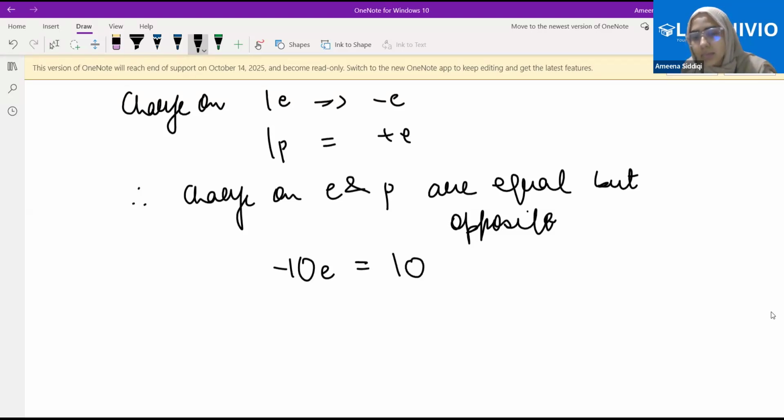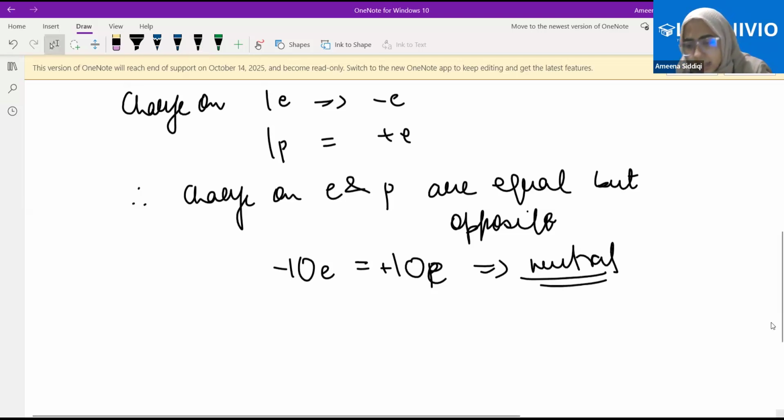If I have 10 electrons and 10 protons in the same atom, don't you think I will have a charge of plus 10e, because one proton has a charge of plus e? So overall, don't you think it will be neutral? The atom I'm talking about. Is it clear? Any problem?